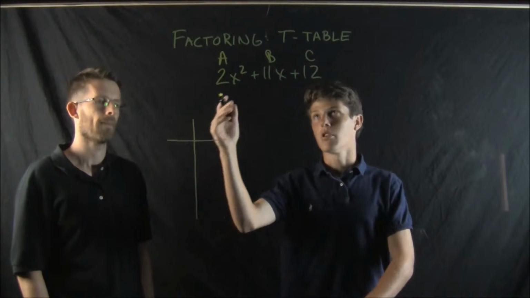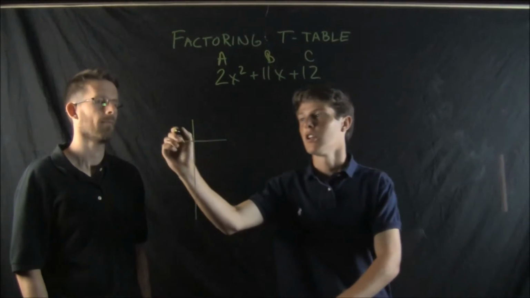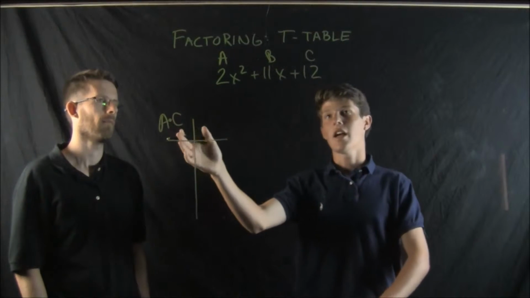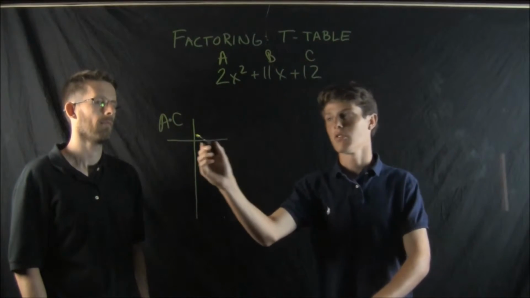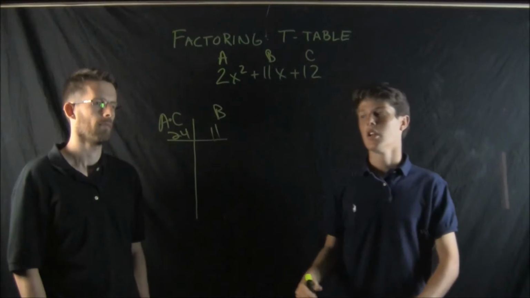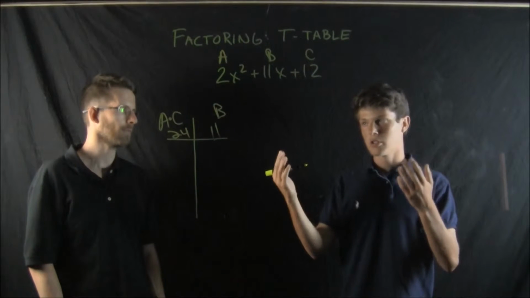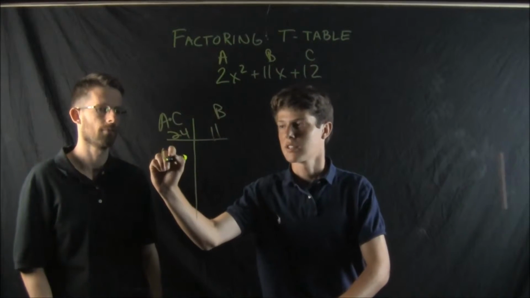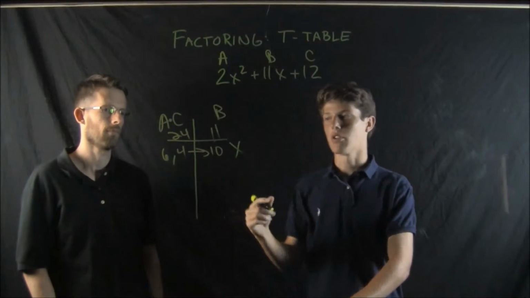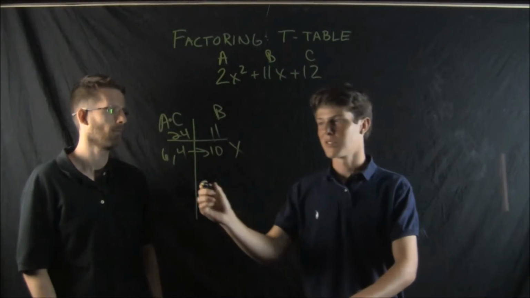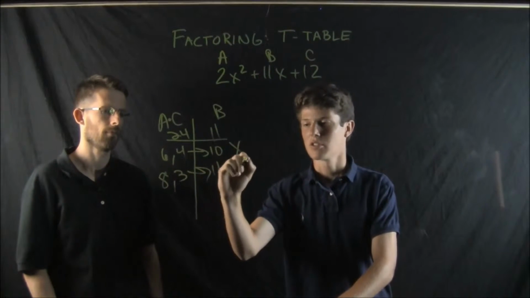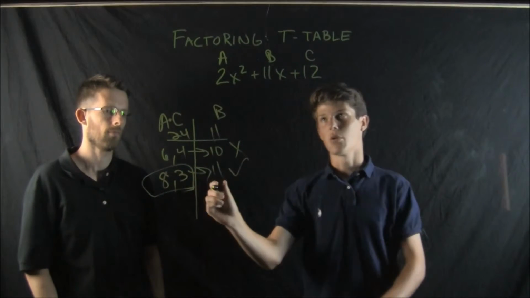And so when we're looking to factor by grouping, we're going to look for two numbers that multiply to A times C, which in this case is 2 times 12, which is 24, and then add to B, which is 11. So two numbers that multiply to 24, say 6 and 4, add to 10, not what we're looking for. Brainstorm some more, find 8 and 3, and that adds to 11. So those are the two numbers that we're going to use.